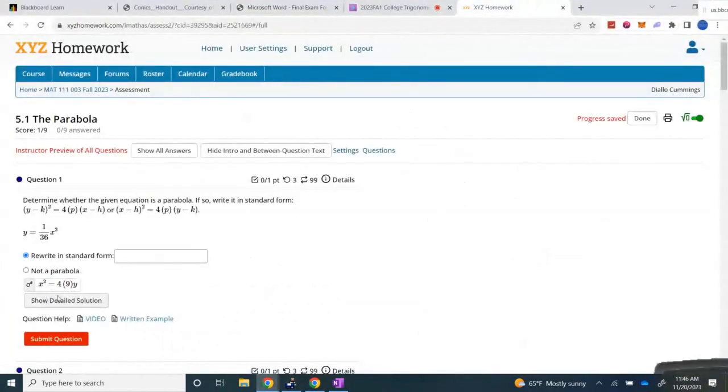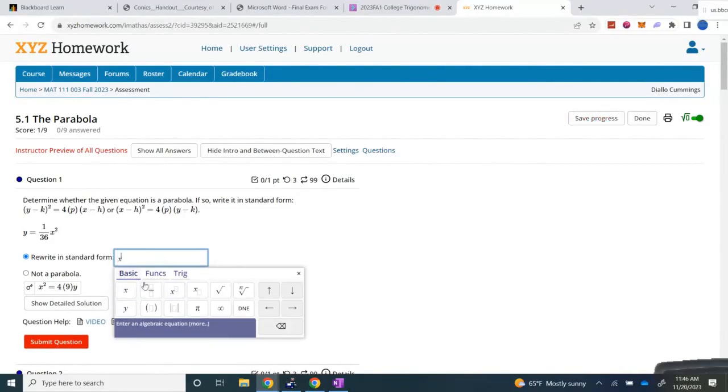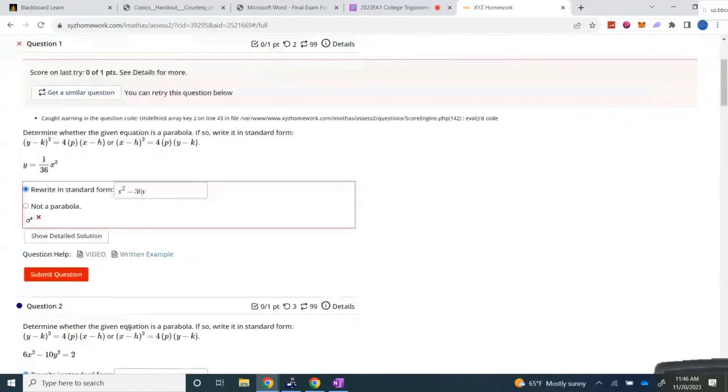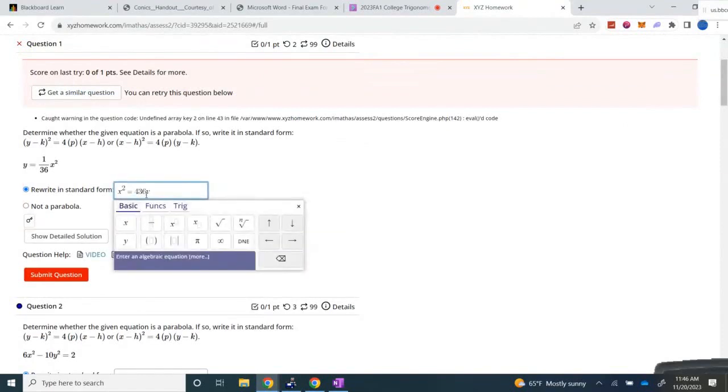So that's how they write that out: x squared is equal to 4 times 9 times y. I put in x squared is equal to 36y, and it did not like that for whatever reason. So I'm going to write everything in this form where that 4 is factored out. If I just put that in, for whatever reason, it doesn't want it that way. So they specifically want you to write out that 4.